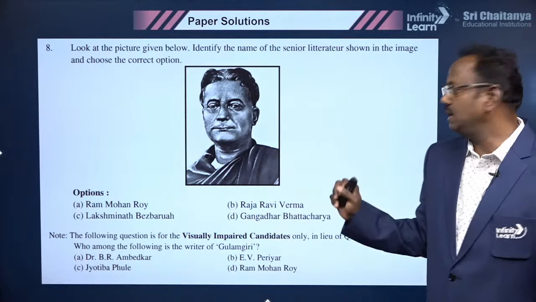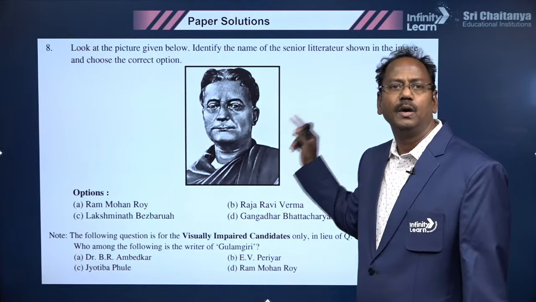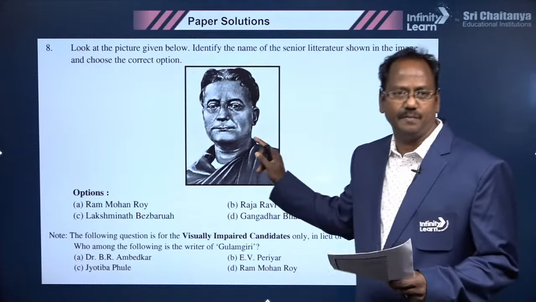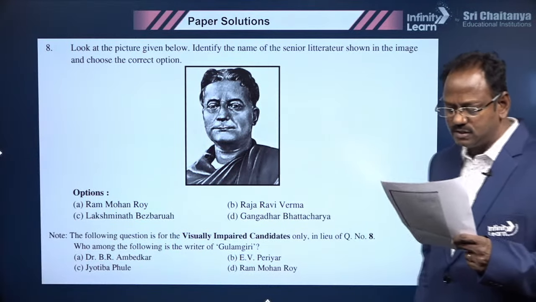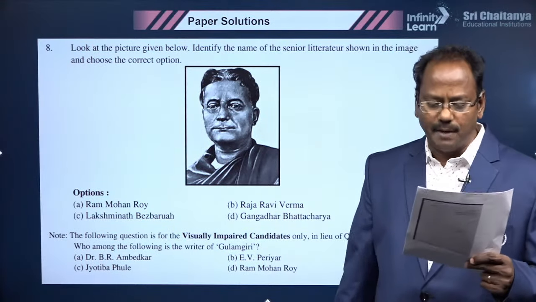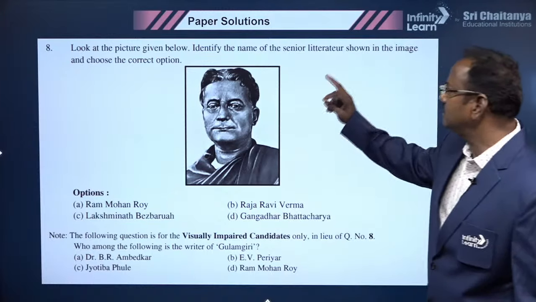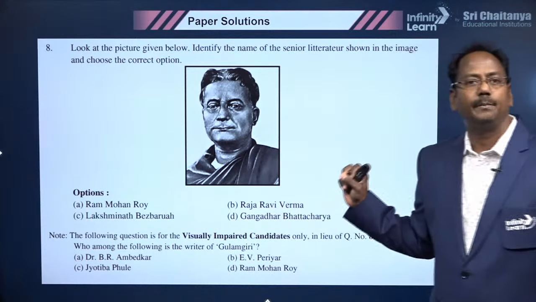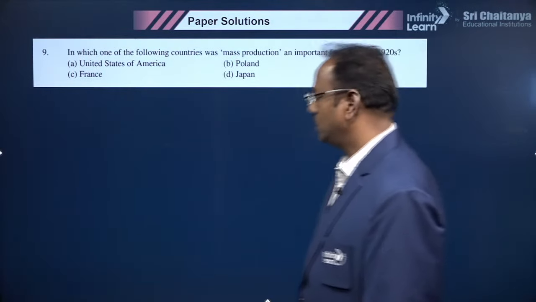Lakshminath Bej Barwa. So he is the one we have to identify in the picture. As we know very well, he is very famous for Assamese literature. And his most important works were the Grandma's Tales. So the answer for question number 8 is C, Lakshminath Bej Barwa. And the next question is question number 9.